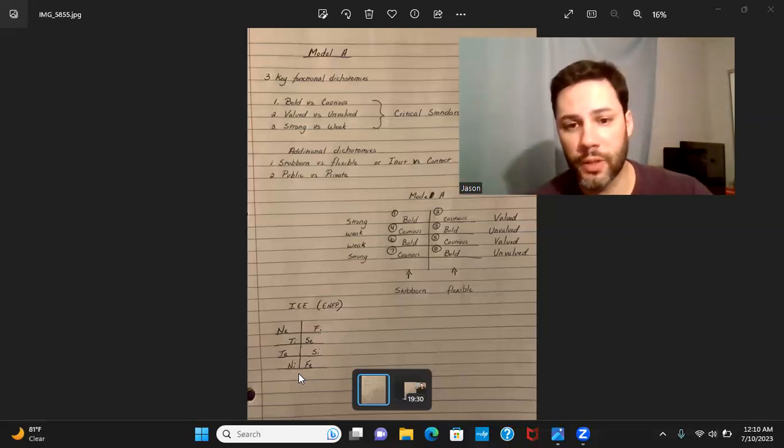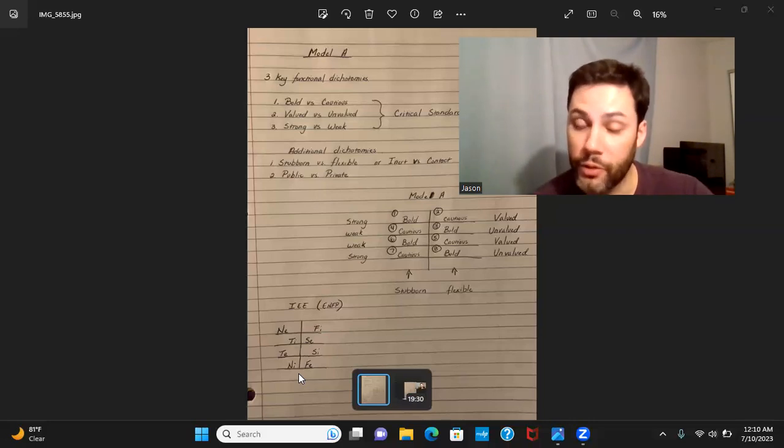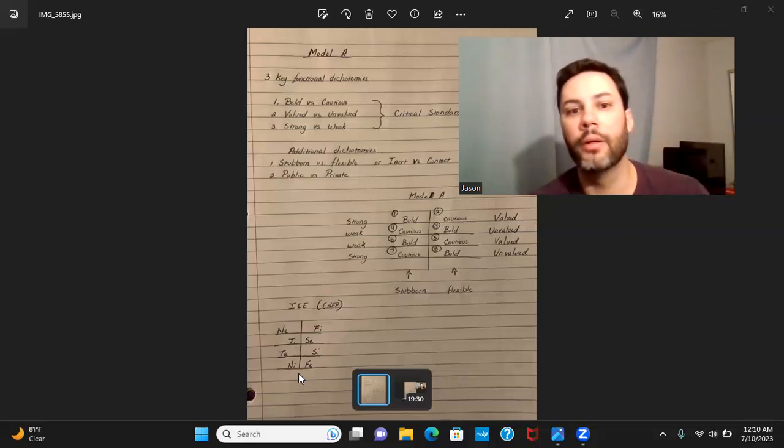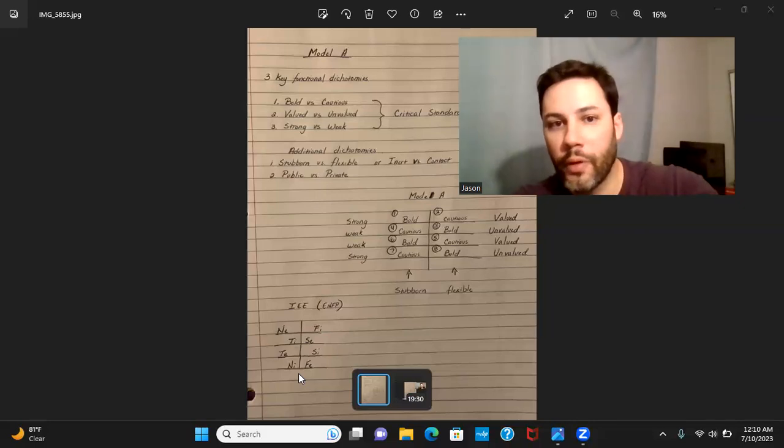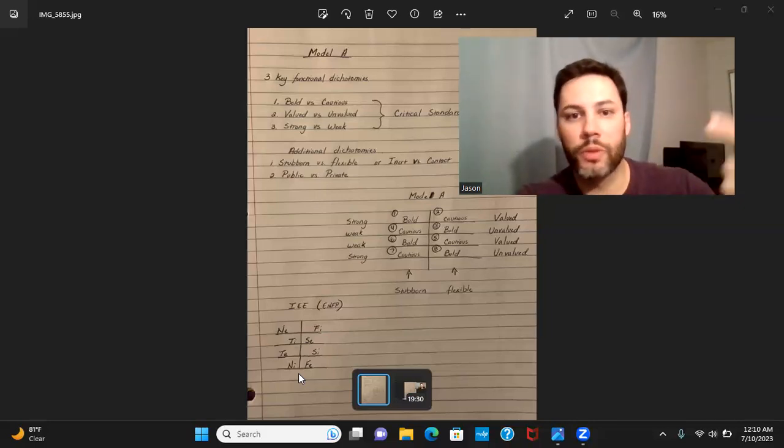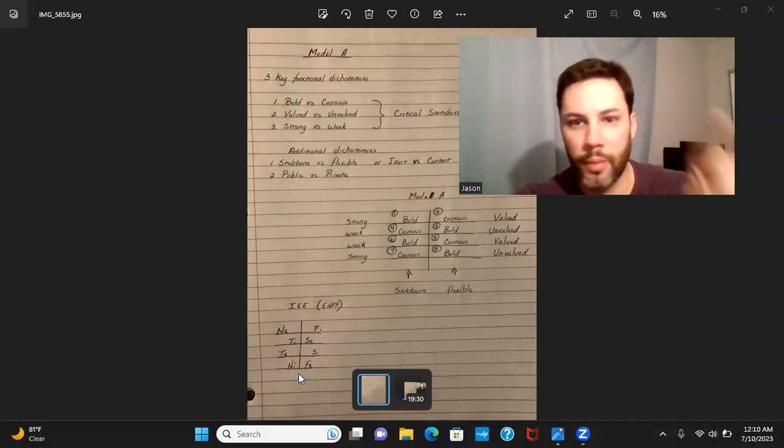Talking to the person, discussing things, asking questions, hearing what they're saying, asking follow-up questions to clarify and make sure that you're hearing what you think you're hearing. And then you're figuring out what's bold, what's not bold, what's valued, what's strong, what's weak. Where does it all go in the model? Does it all make sense in the end? Every piece accounted for.